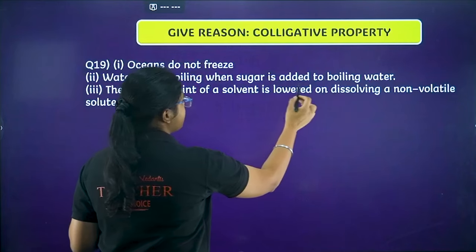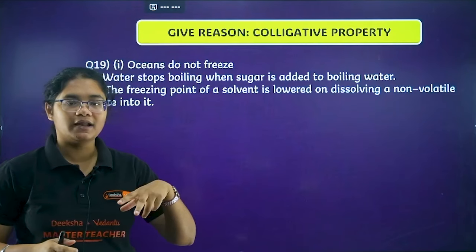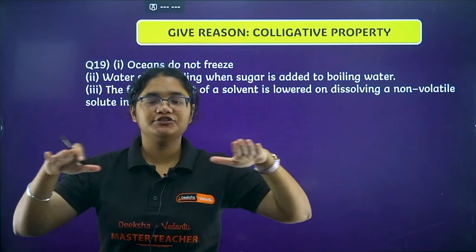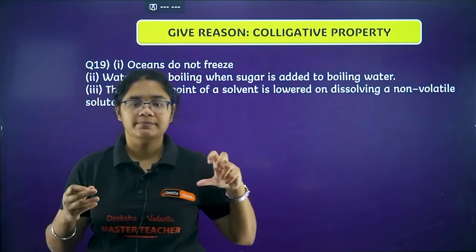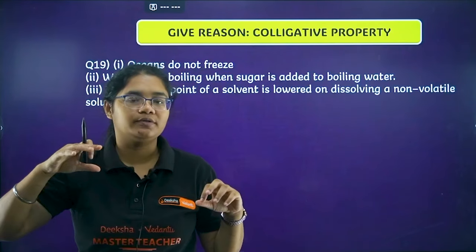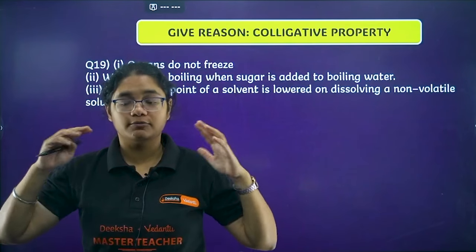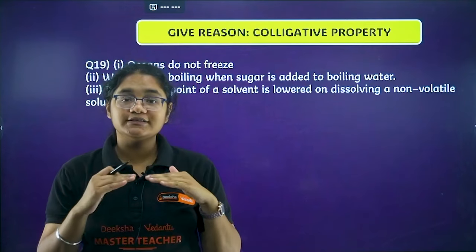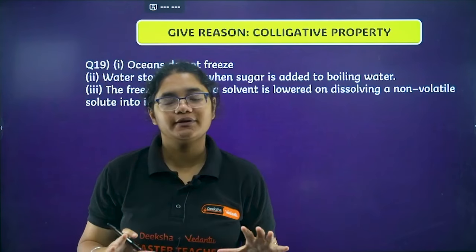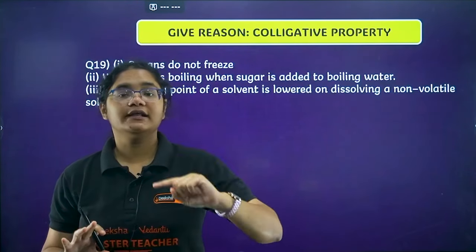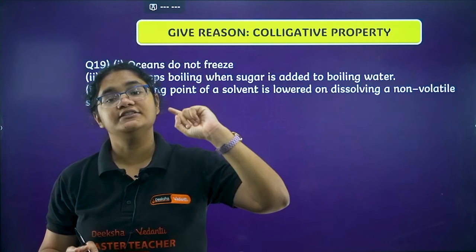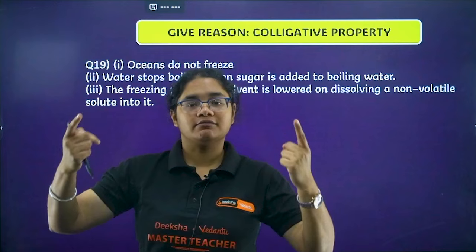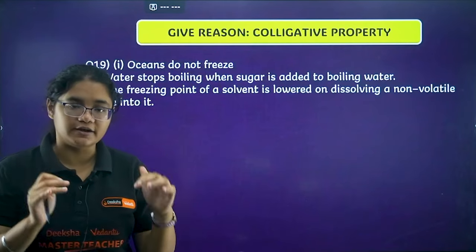Water stops boiling when sugar is added. So when you add sugar, what will happen? The boiling point will rise, right? Suppose now the temperature was 100 degrees Celsius and the water was boiling. You added some sugar to that. So now the boiling point of water will become 102, for example. But water is still at 100 degrees Celsius, right? So that is why it will not boil. It will take some time till the temperature of water reaches 102 degrees. Again it will start boiling, but at that particular time it will stop.